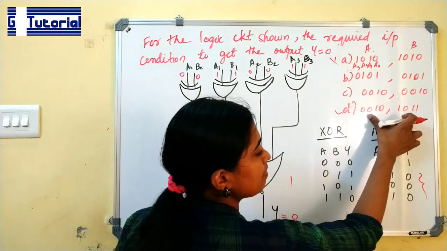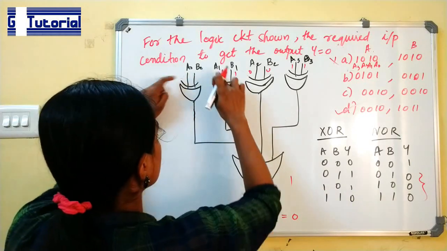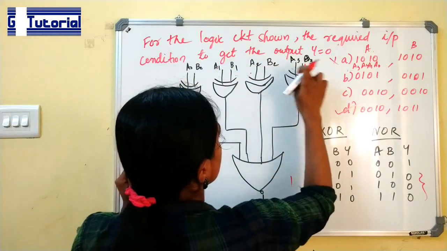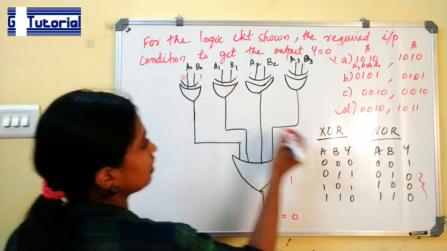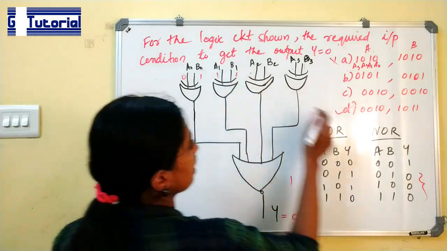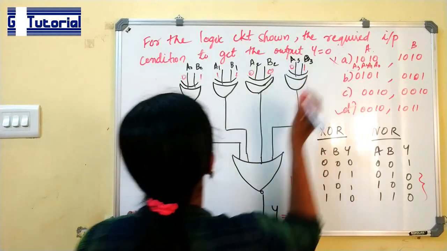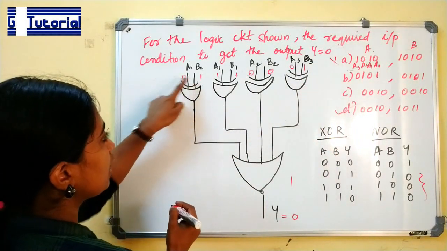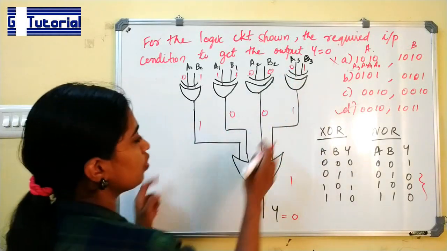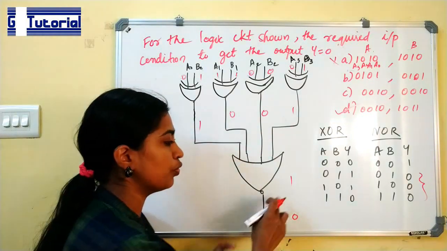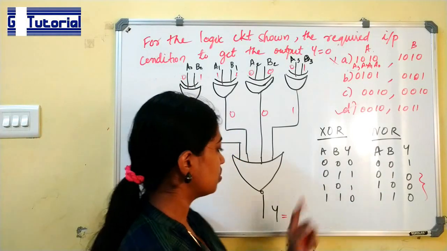This has dissimilar bits. We can check that. A0 is 0 and B0 is 1. So 0, 1. Next is 1 and 1. Next is 0 and 0. Then 0 and 1. So see, when the input is unequal, the output is 1. Here it is 0, here it is 0, here also the input is unequal, so on. So any of these outputs has become 1, so the NOR output is 0. These 3 cases. So this is the correct option.